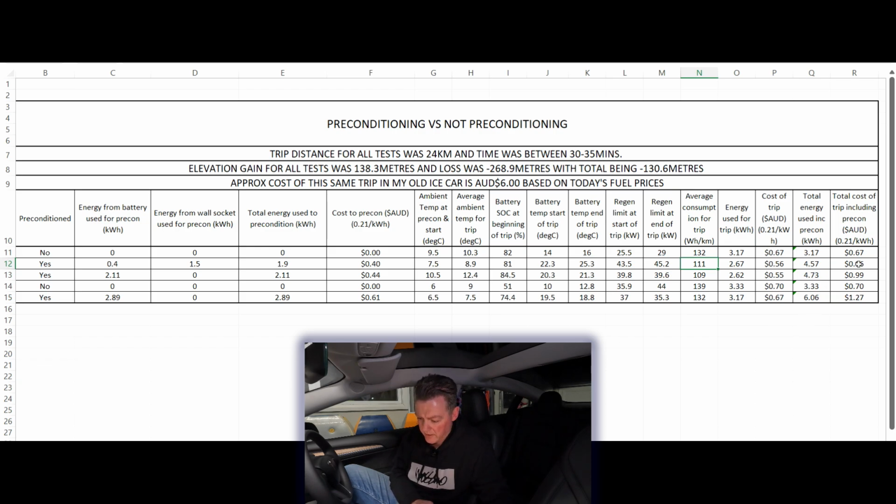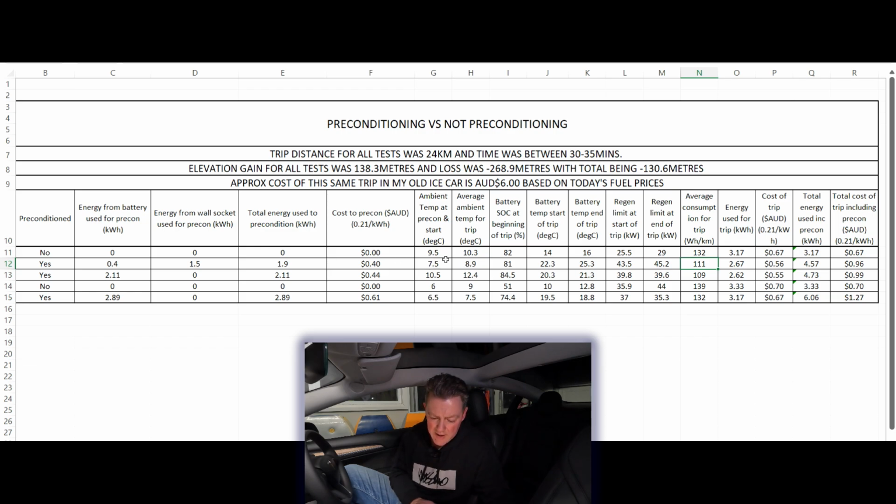So, yeah, guys, have a look at these figures. I was pretty surprised. My overall conclusion, and to sort of finish this off, is that preconditioning, do it for comfort, not to save yourself money. The cost isn't a deciding factor. It's purely a consistent drive feel that I would be preconditioning the car for.